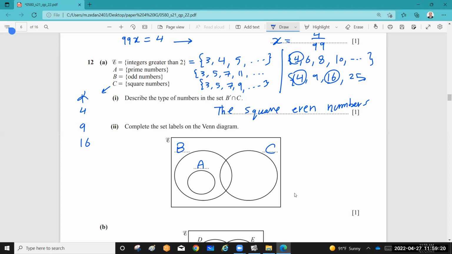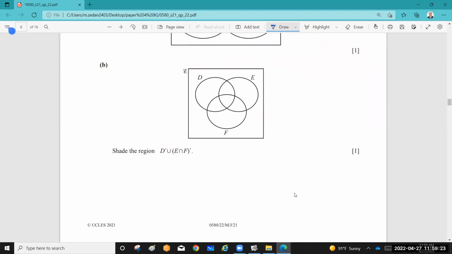And the other set here is C. In this Venn diagram, there are 3 intersected sets D, E, and F. I want to shade D prime union E intersection F prime. D prime, you will shade like this. You will shade everything outside D. There's D prime here, this region. You will shade everything outside, like this. This is the D prime.